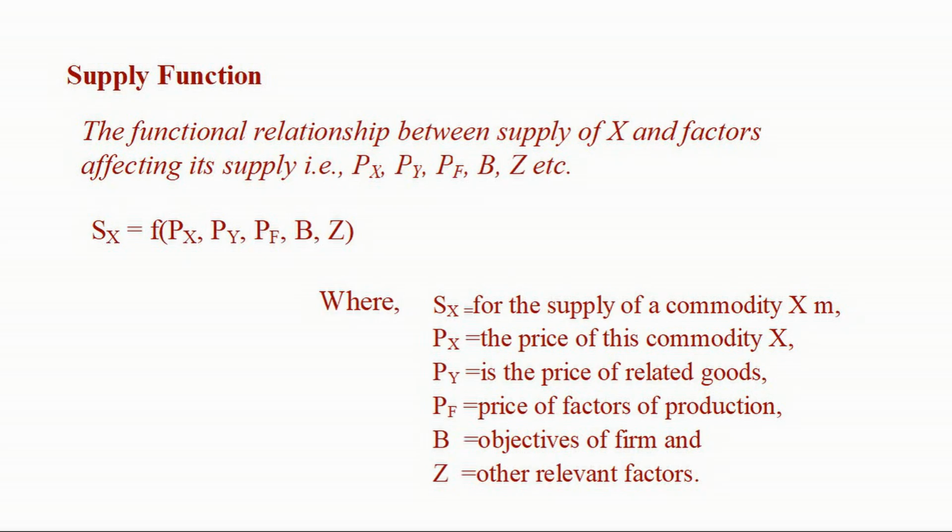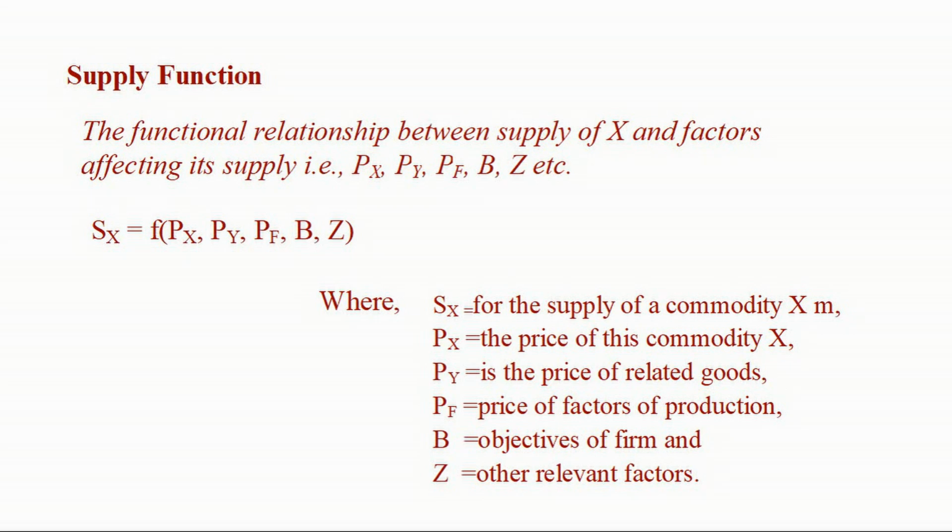And the price of related goods, substitute goods and complementary goods, also affects the amount of commodity X supplied. Price of factors of production. Production cost is one of the major factors that affect the availability of the commodity. Factors of production, the cost that we spend for the production of commodity X.